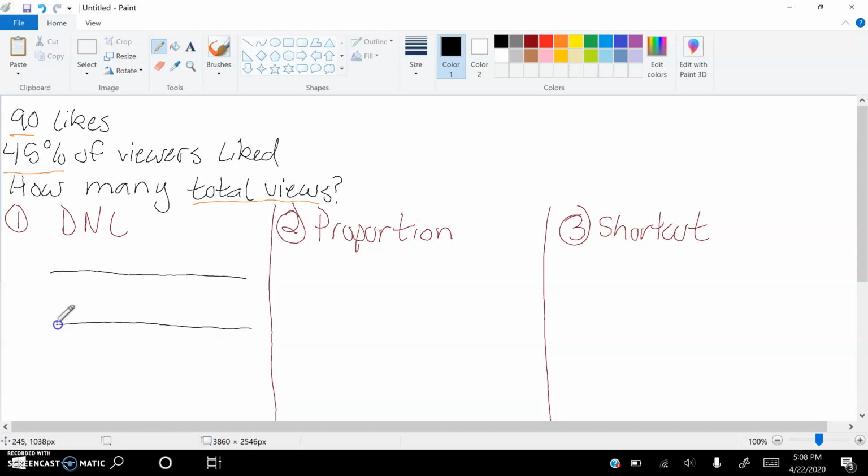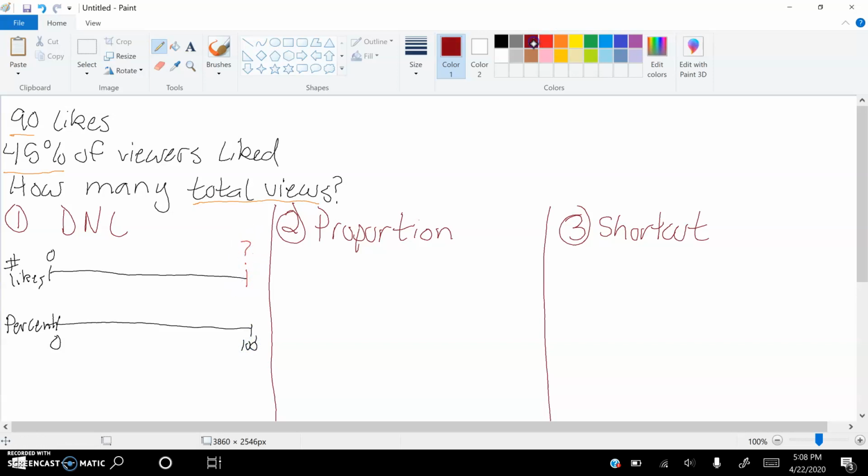So let's start by setting up our double number line. So we have our 2 number lines. The bottom is going to be the percent, and then the top is going to be the number of likes. So we know that if no one liked the video, that would be 0%. We know if everyone liked the video, that would be 100%, and that's actually the number we're looking for.